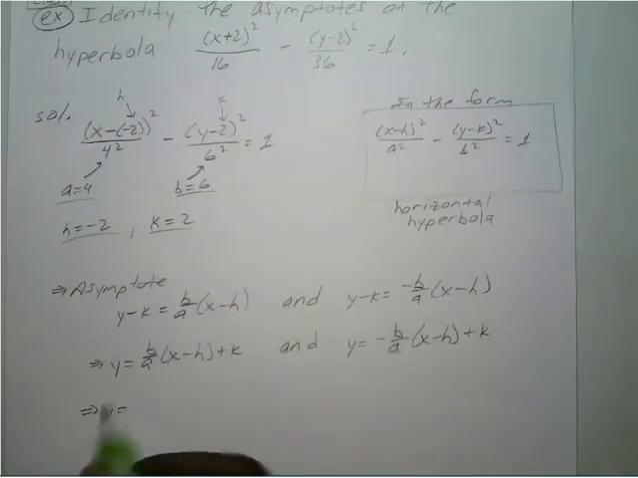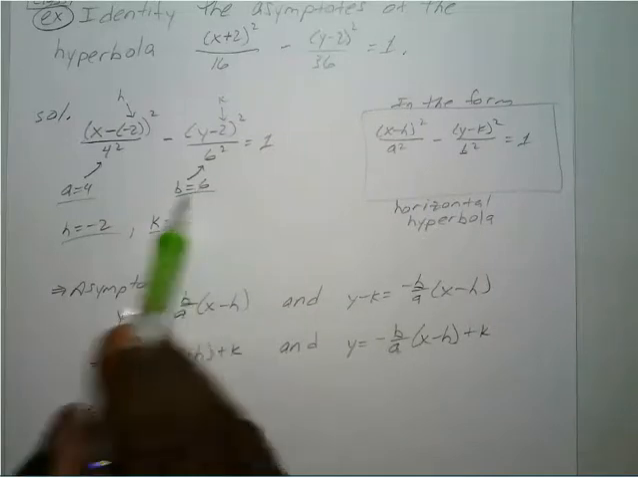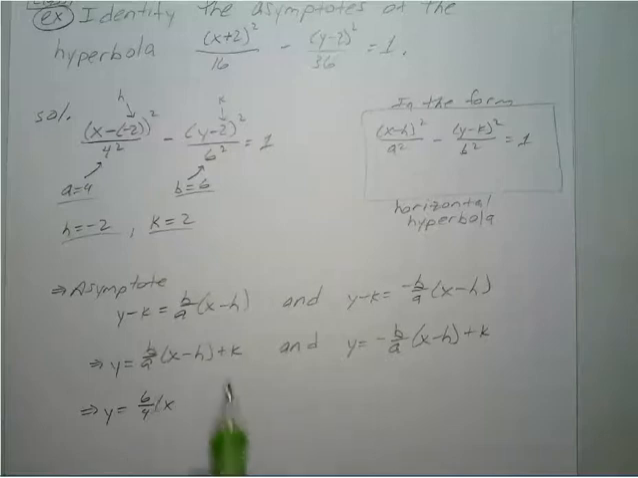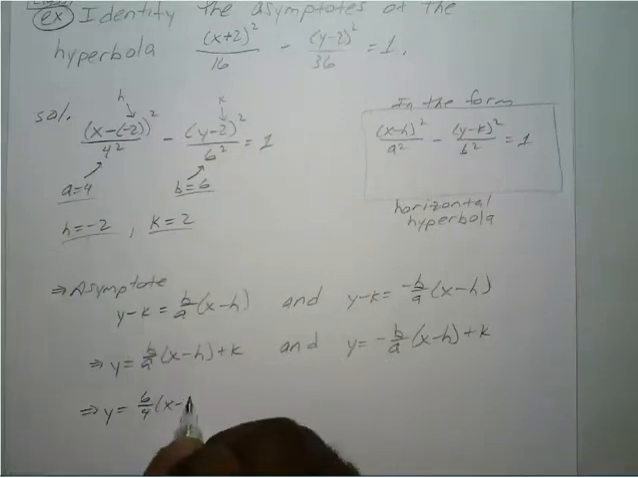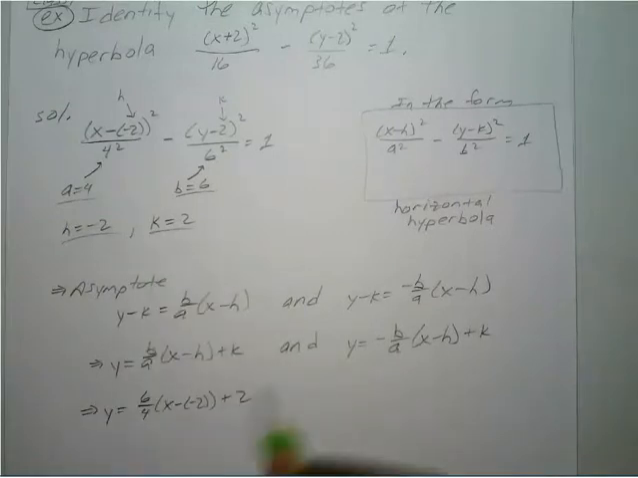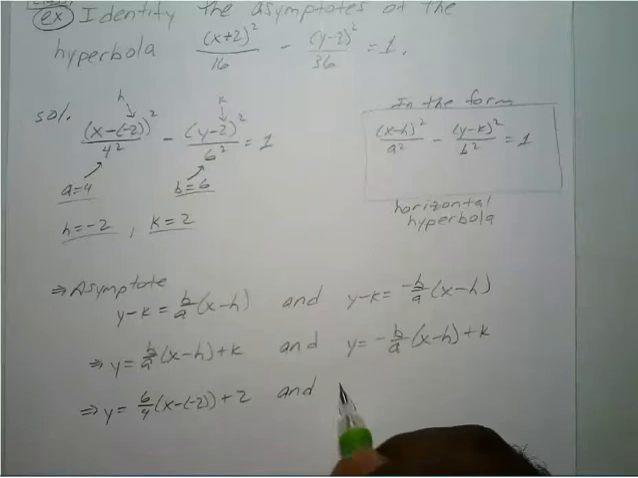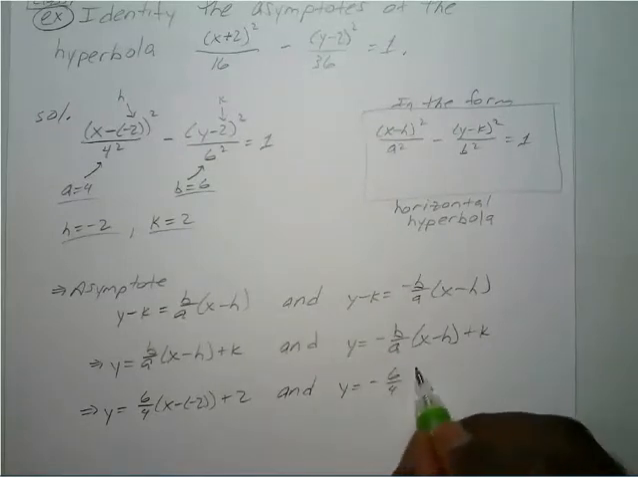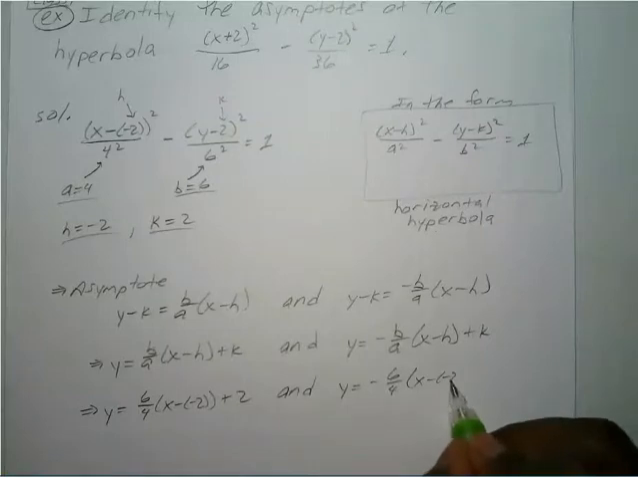So you have y equals 6 over 4, since that's our b over a, times x minus h, so x minus negative 2, plus k, so that's plus 2. And y equals negative 6 over 4, x minus negative 2, plus 2.